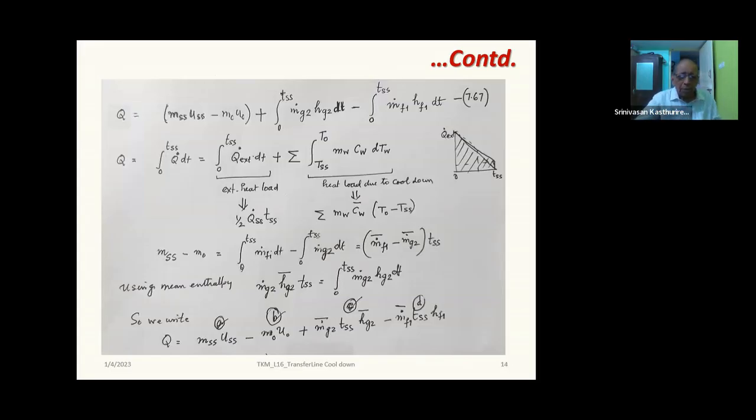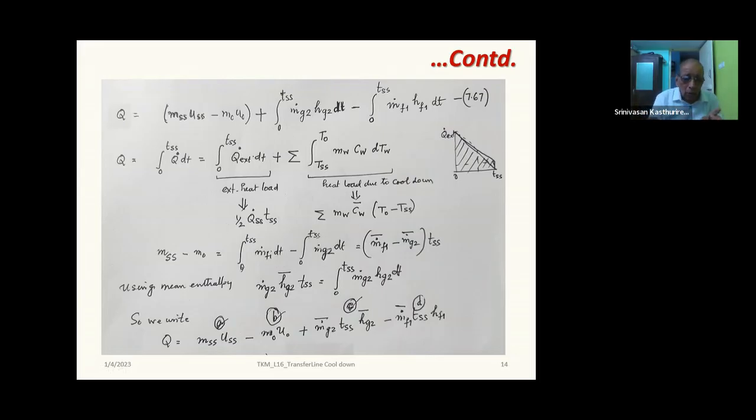I have rewritten the same equation, the first equation, here. Now, this is the part which I discussed already: Q external dt, and then this is the heat flux which is coming in during the cool down of the transfer line. What we can do is simplify the heat flux in terms of an average value. So the external heat flux can be taken by integrating from an initial condition till the final condition of cool down.